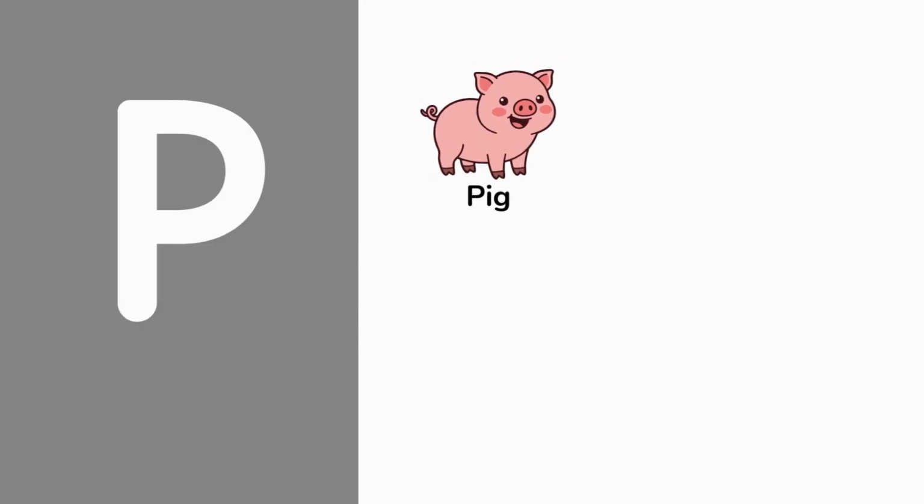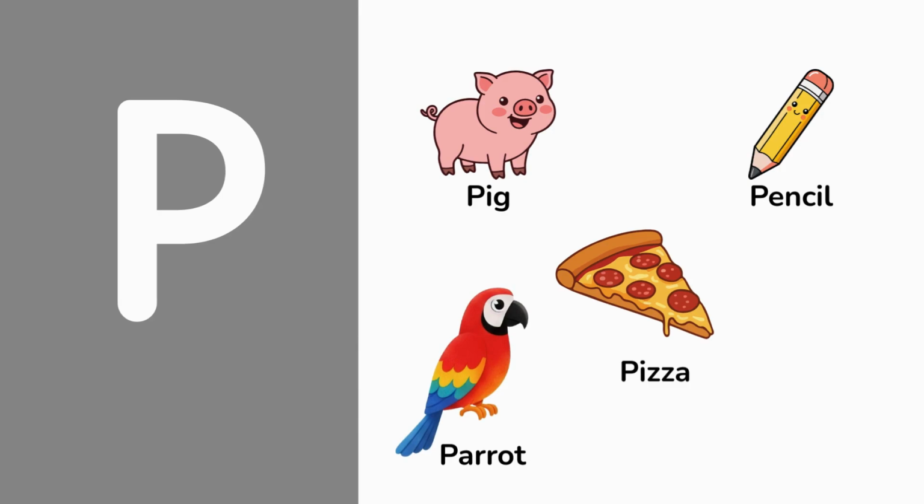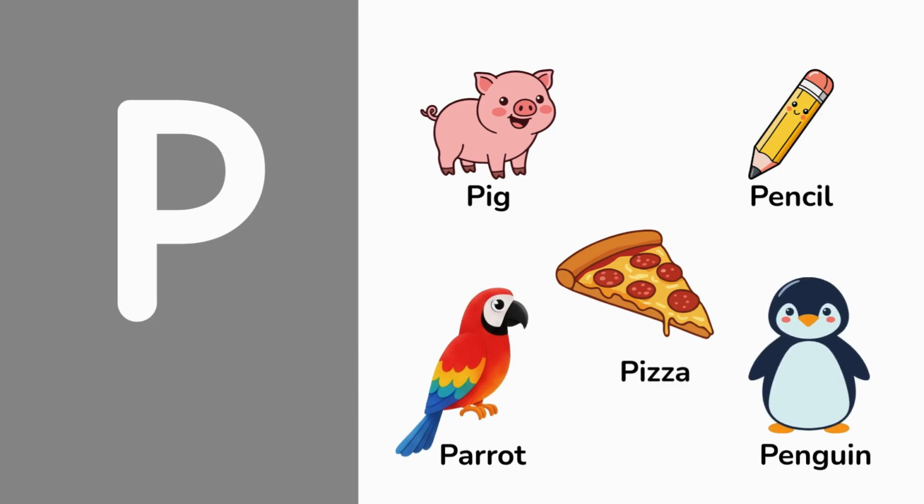P. This is letter P. Can you say P? P. P is for pig. P is for pencil. P is for pizza. P is for parrot. P is for penguin.